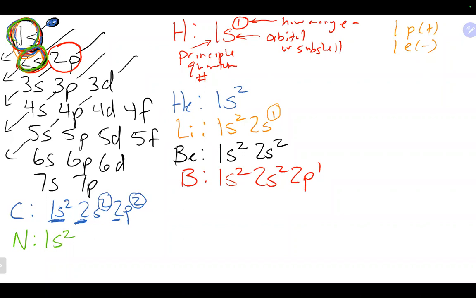Zigzagging back to our 2s2. Coming back to our 2p, which we will now put a 3 on it. How many more will go into my 2p subshell before it's filled? 3 more before it's filled. We're halfway filled.